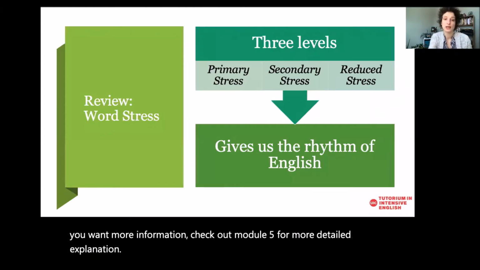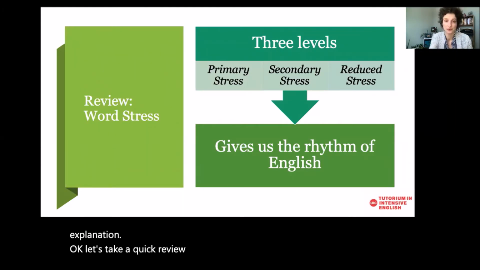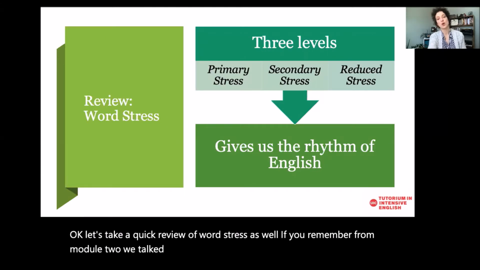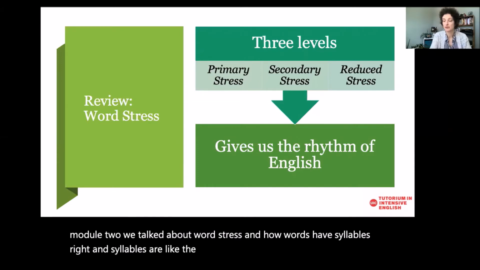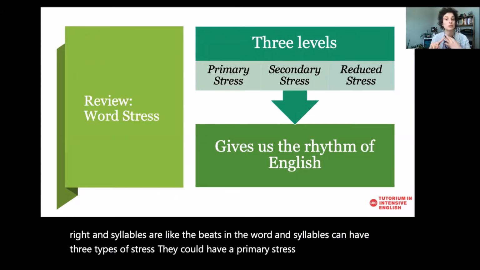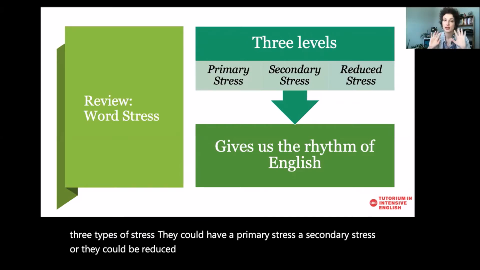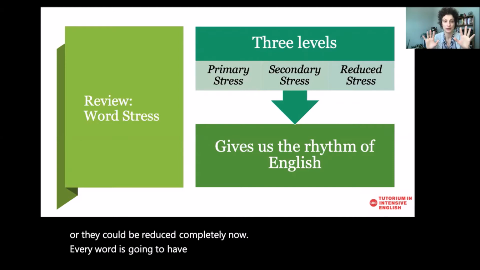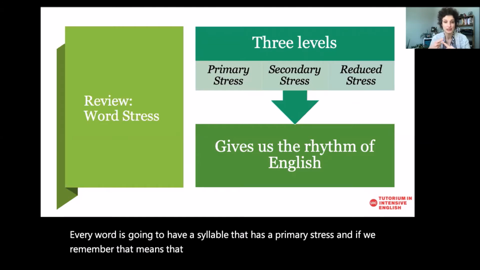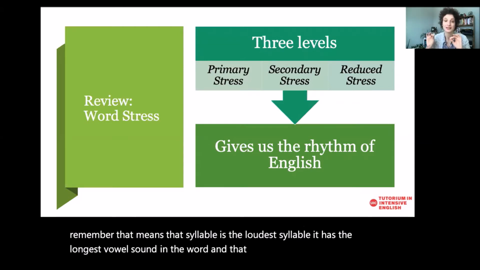Okay, let's take a quick review of word stress as well. If you remember from Module 2, we talked about word stress and how words have syllables, right? And syllables are like the beats in the word. And syllables can have three types of stress. They could have a primary stress, a secondary stress, or they could be reduced completely. Now, every word is going to have a syllable that has a primary stress. And if we remember, that means that that syllable is the loudest syllable. It has the longest vowel sound in the word, and that vowel sound is said at the highest pitch within the word.